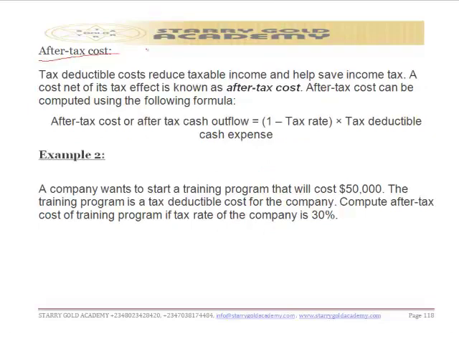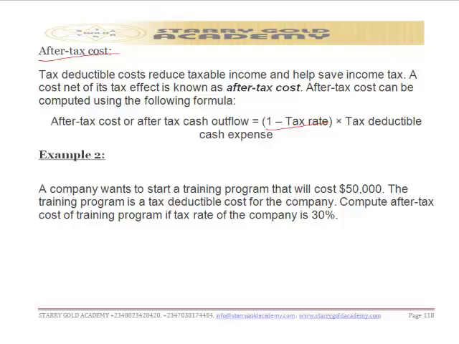When it is cost, we have to also consider tax on it, because tax deductible cost reduces taxable income and helps save income tax. A cost net of its tax effect is known as what? After tax cost. So after tax cost can be computed using the same formula as the one we used earlier, which is 1 minus tax rate multiplied by taxable cash expenses.